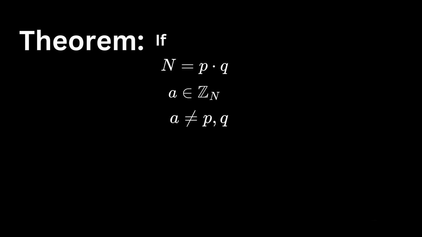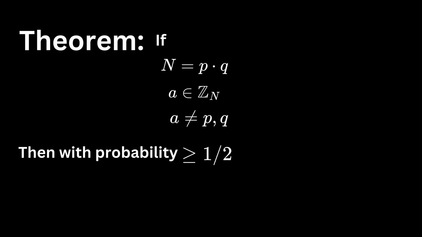This theorem says that if n is the product of two prime numbers p and q, and a is any random number in Zn and is not equal to p and q, then with probability greater than or equal to 1 over 2, the order r of a is an even number. This theorem guarantees that if we have a large n, then with high probability we can find an a with an even order.